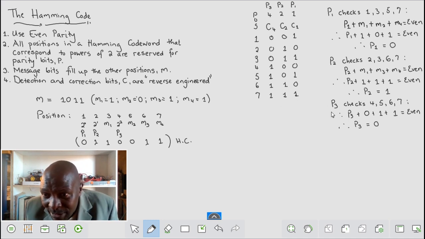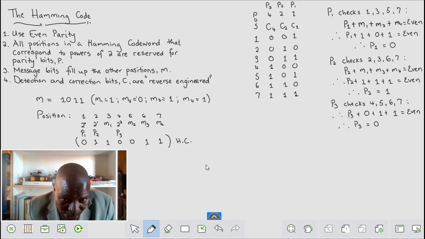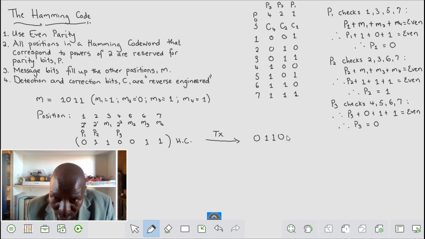Now let's suppose we transmit this word, but the receiver receives 0, 1, 1, 0, 1, 1, 1. Somewhere something went wrong. This is not what we transmitted. We transmitted 0110011, but now it's 0111111, it's not 00 anymore. This has gone corrupt. How will this code then detect and correct this? This is where the correction bits come in.